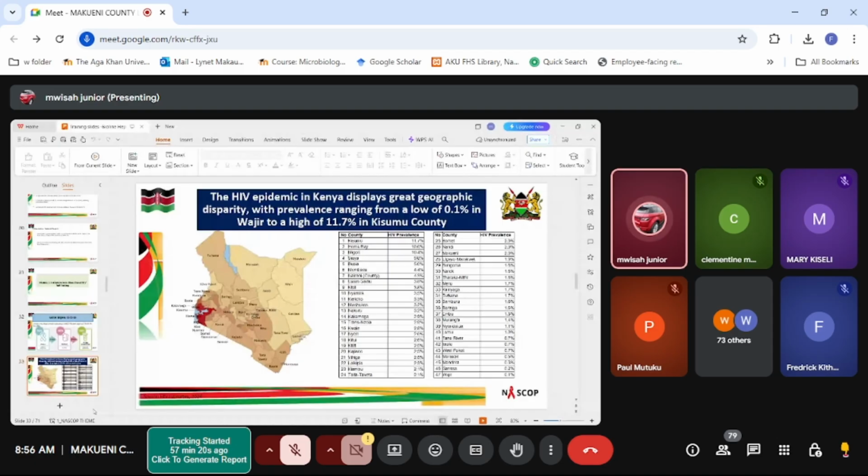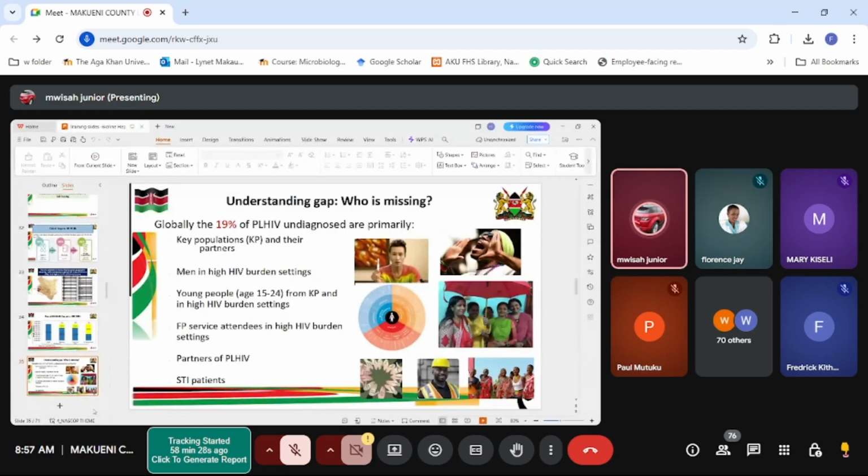So the epidemic in Kenya for HIV, you can see Makueni is number 27 at 2%, and Wajir at 0.1%, the lowest, while the highest is Kisumu at 11.7%. And those diagnosed are primarily key populations and their partners, people living with HIV, and the STI patients.